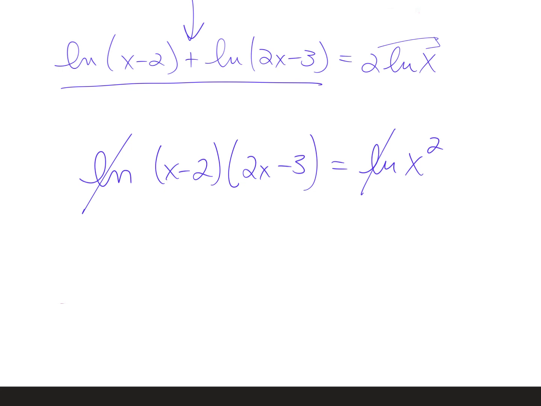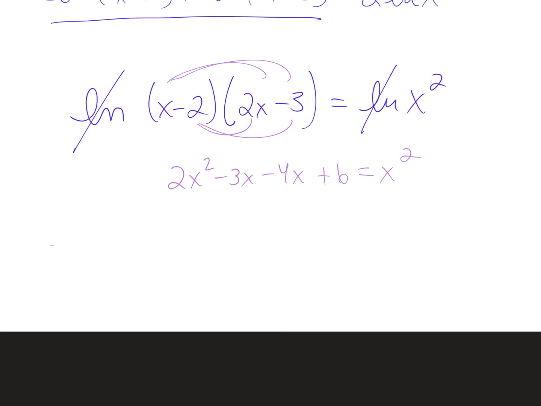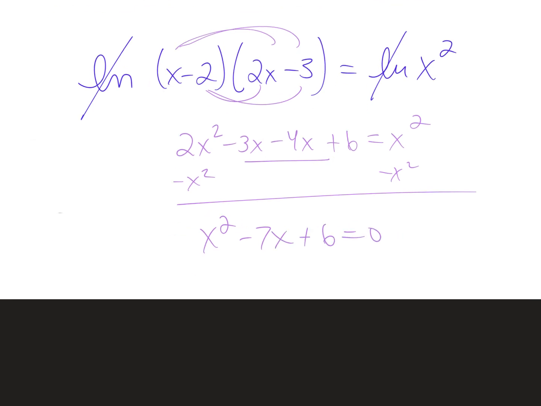I'm going to FOIL. What's x times 2x? Okay, 2x squared. What's x times negative 3? Minus 3x. Negative 2 and 2x, minus 4x. And then negative 2 and negative 3, plus 6 equals x squared, right? How do I solve this, guys? Combine like terms. And I'm going to move the x squared over, right? So I'm going to subtract the x squared and combine like terms. So I have x squared minus 7x plus 6 equals 0. One more step. What do I do?